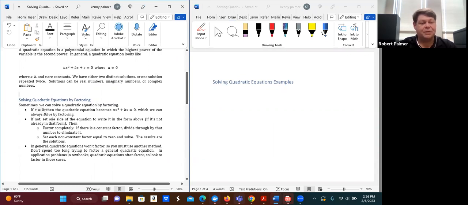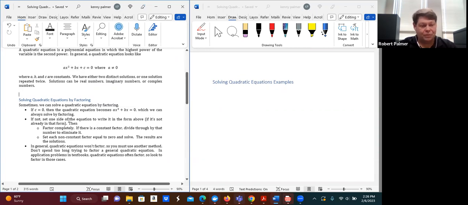So if the c is missing, and this will always work by factoring, meaning the constant term is missing but the other two are there, then it looks something like this. Just no constant. And this we can always solve by factoring. So you can always factor an x out and solve it that way. And here I go through the process.